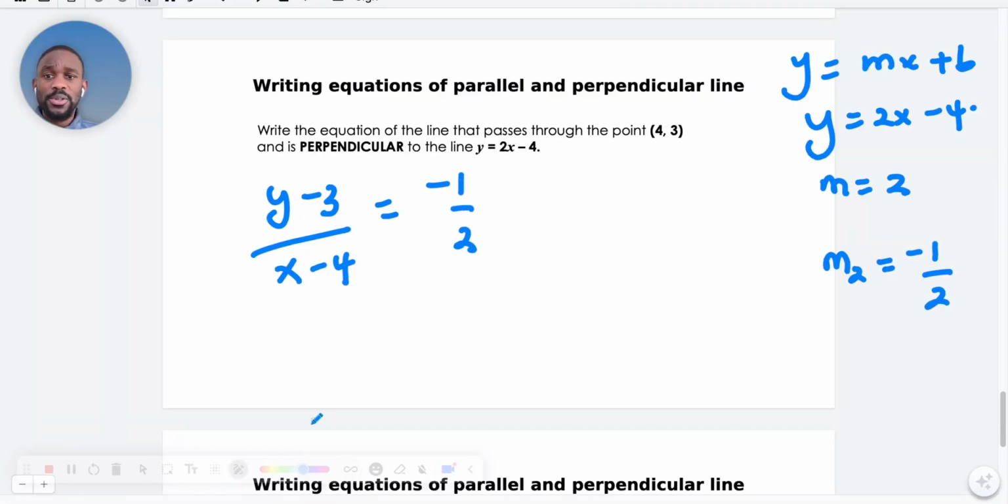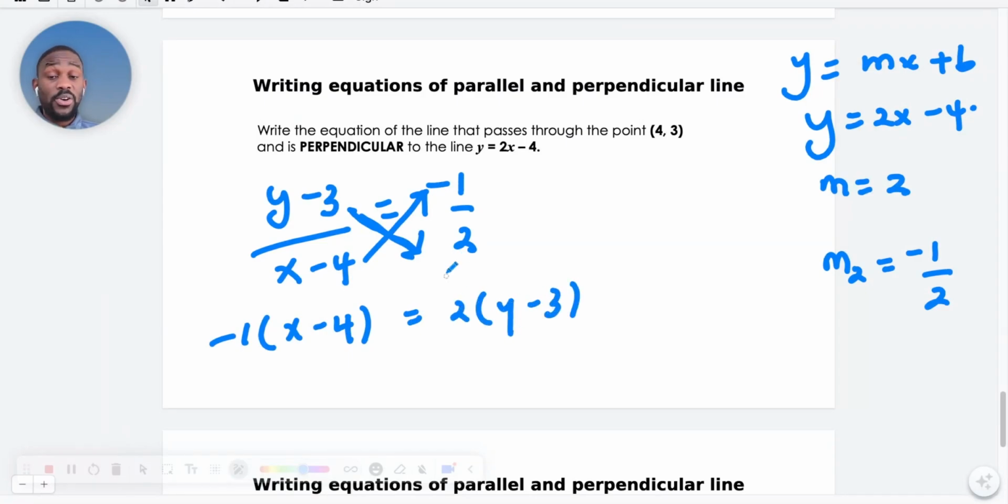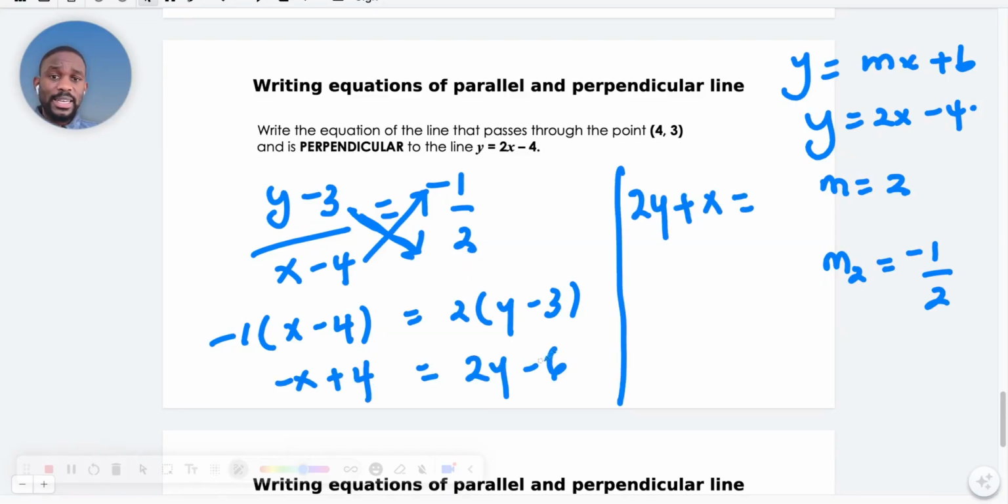At this point, guys, cross multiply. This will multiply with that, and this will multiply with that. Don't forget your parentheses. So negative 1 into (x - 4) is equal to 2 into (y - 3). You could leave it like that, really, or simplify it further. I brought x to this side of the equation, I'm taking 6 to the other side of the equation, and it's equal to 10. That's what I did.